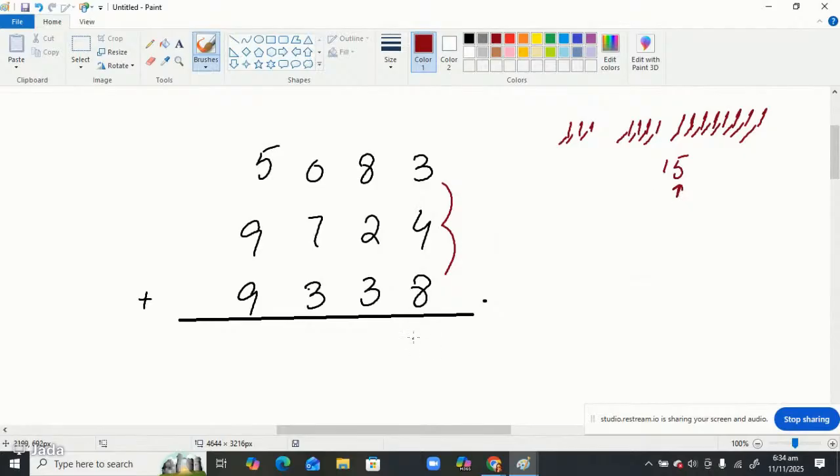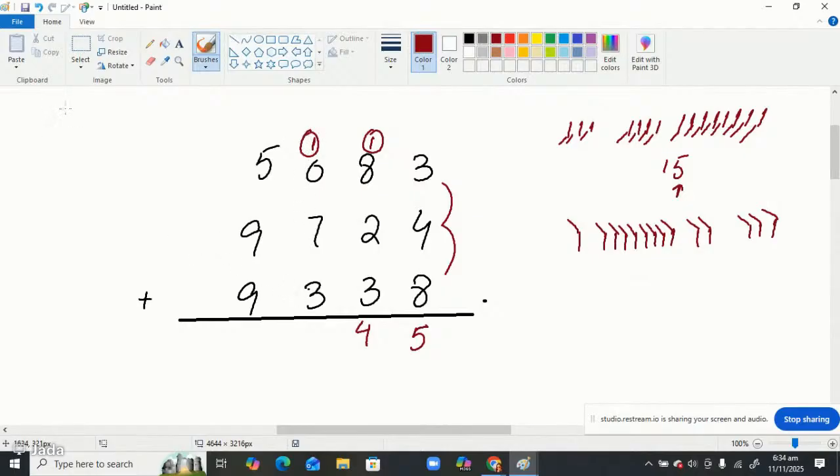You always bring down the right side digit, and the left side digit moves up. Now 1 plus 8 plus 2 plus 3. Count it all together. 1, 2, 3, 4, 5, 6, 7, 8, 9, 10, 11, 12, 13, 14. Bring down the 4. 1 moves up as a carry.